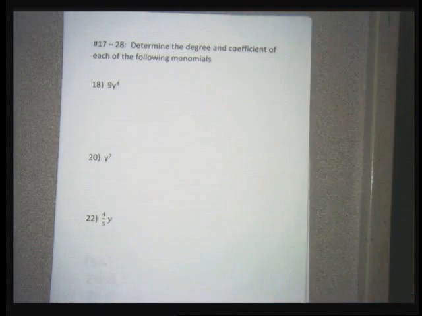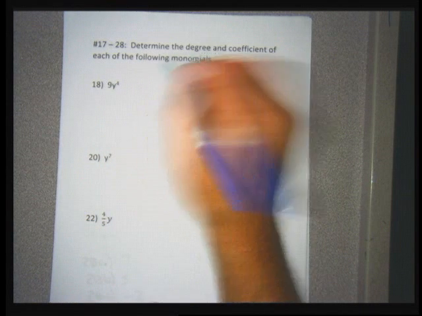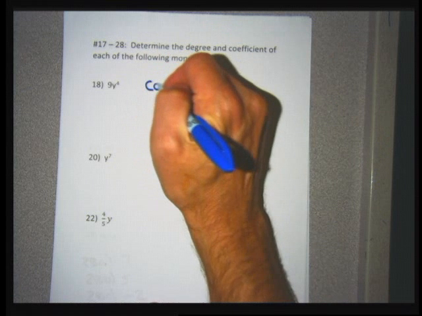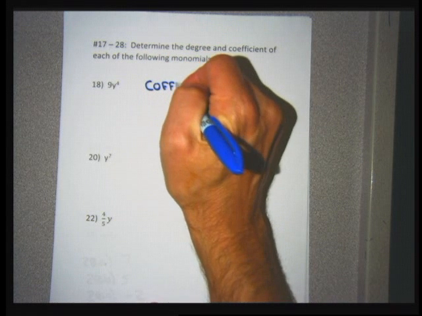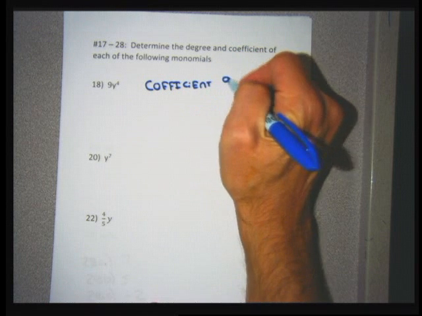So problems 17 through 28, each problem between 17 and 28 has a monomial, and when we have a monomial, we classify a monomial, or we label parts of a monomial. There's a coefficient and a degree. The coefficient is the number to the left of the letter. So in problem 18, I'm asked to determine the degree and the coefficient. The coefficient in problem 18 is the number to the left of the letter. And so the coefficient is going to be the number 9.